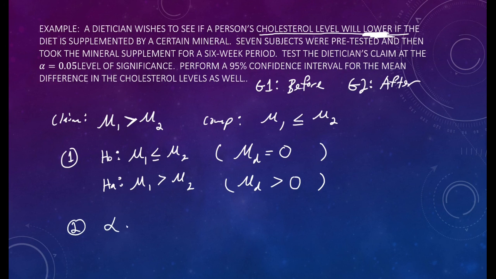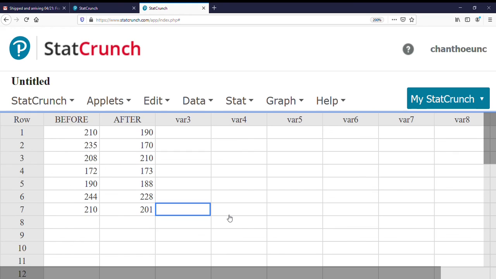Step 2, we'll state alpha. Alpha is equivalent to 0.05. Step 3 and 4, we're going to go to Statcrunch. Let's try the problem on Statcrunch now.